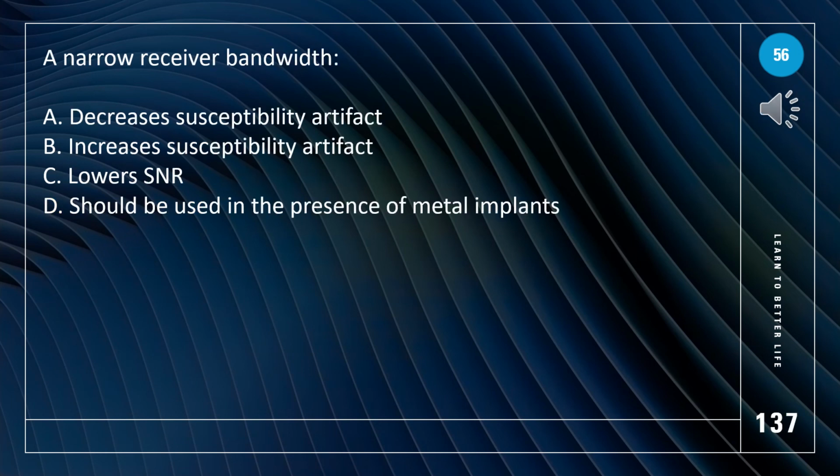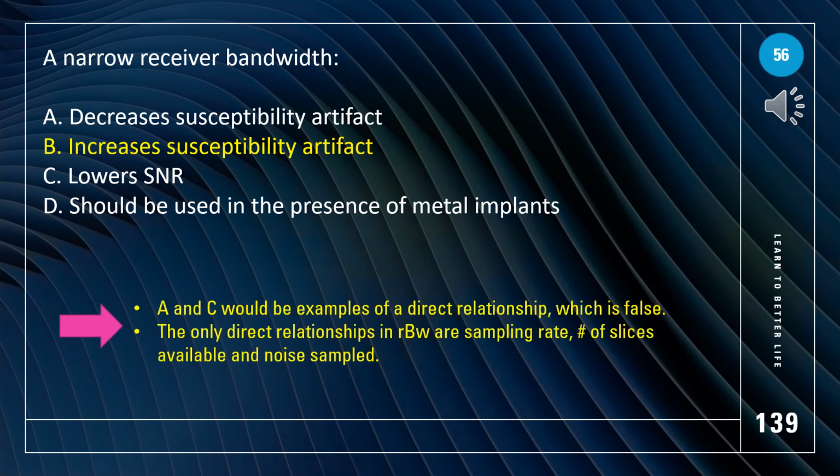A narrow receiver bandwidth. A. Decreases susceptibility artifact. B. Increases susceptibility artifact. C. Lowers SNR. D. Should be used in the presence of metal implants. The answer is B. Increases susceptibility artifact. A and C would be examples of a direct relationship, which is false. The only direct relationships in receiver bandwidth are sampling rate, number of slices available, and noise sampled.